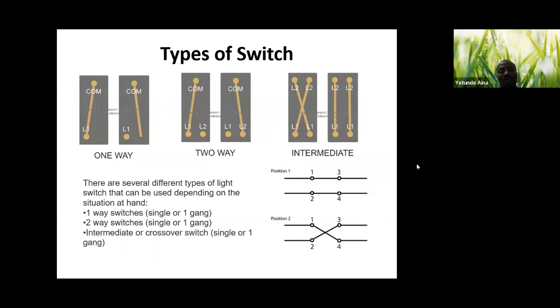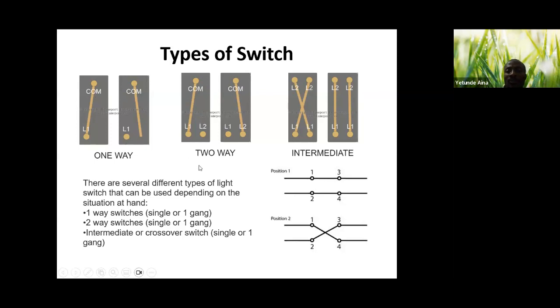Types of switch. There are different types of switch that we have in the markets, and each of them can be used based on what you want to achieve. So we have what is called the one-way switch. This one and this one, they are called the one-way switch. Now, you can also call them single or one gang. This one is called the common, and this one is called line one. The common and the line one.